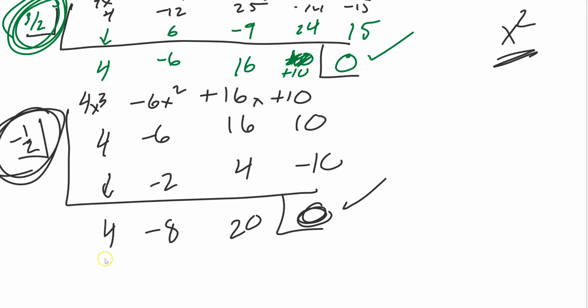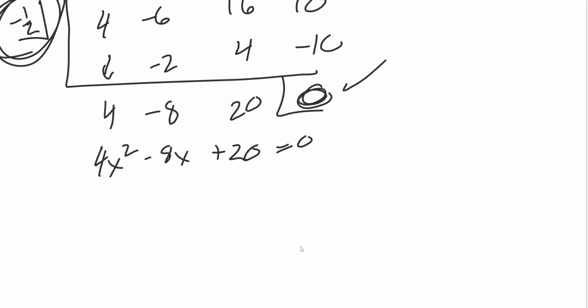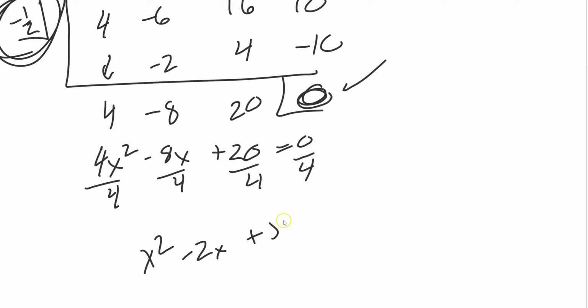This was x cubed, so I have 4x squared minus 8x plus 20 equals 0. We got to solve this again. You can either factor or use the quadratic formula. I know it's going to be imaginary, so it's going to be the quadratic formula. But again, let's make life easier. Notice they all divide by 4. So I get x squared minus 2x plus 5 equals 0. As you can tell, it's not factorable. So I'm going to do a little quadratic formula.